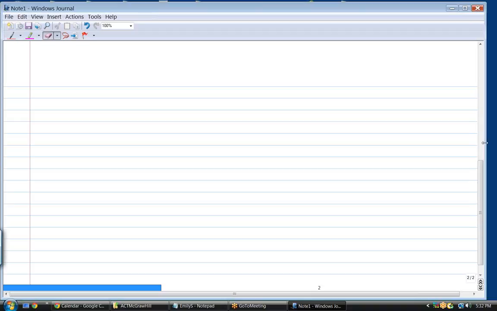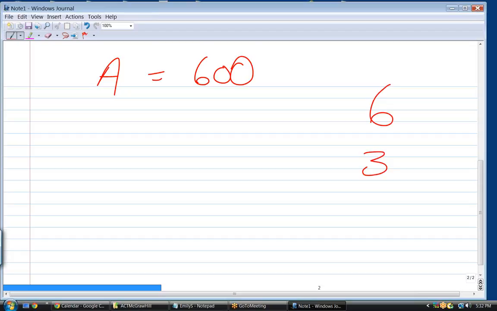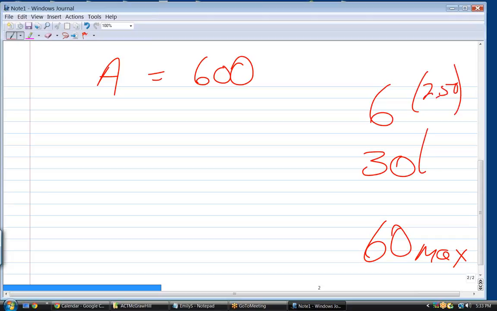Alright, so the algebra, linear programming. And the first question is, the area of a parking lot is 600 square meters. A car requires 6 square meters. A bus requires 30 square meters. The attendant can handle only 60 vehicles. If a car is charged $2.50 and a bus $7.50, how many of each should be accepted to maximize income?